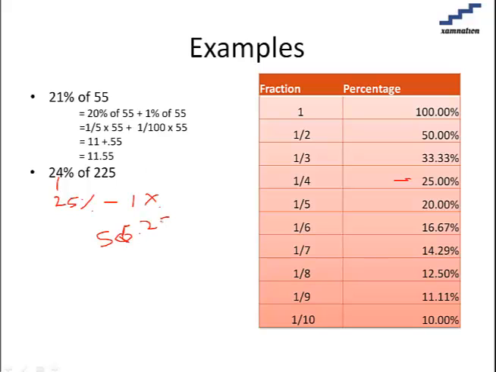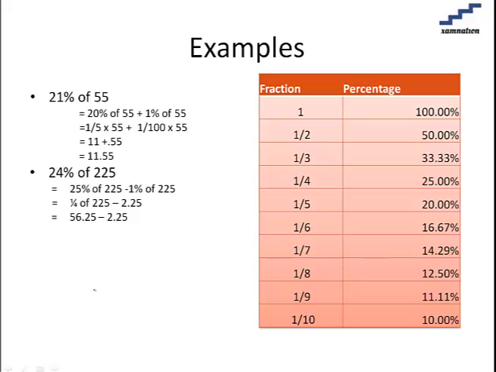So that is 56.25. Now from this I will subtract 2.25. What is 2.25? It is 1% of the total, and I will come up with the answer of 54. So this is what I will do while calculating in the exam. 25% of 225 minus 1% of 225. 25% is nothing but 1/4 of 225, which is 56.25, minus 2.25. You will come up with 54 as the answer. You need not write this again, I am repeating it. You can do it very much mentally.